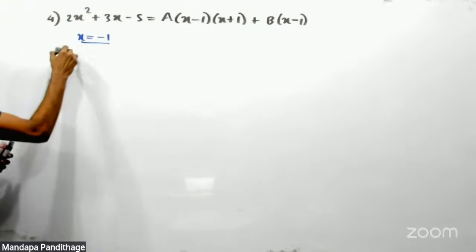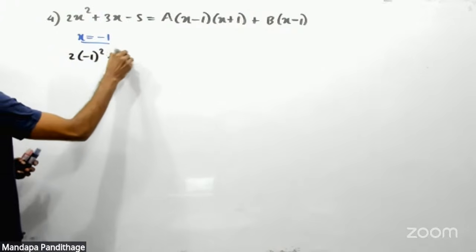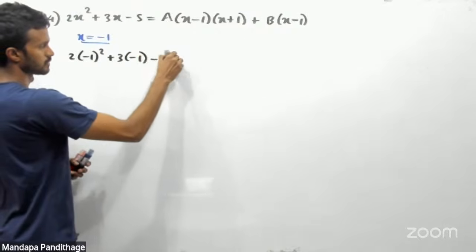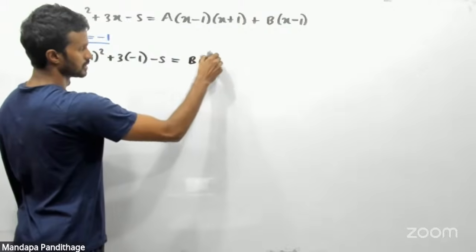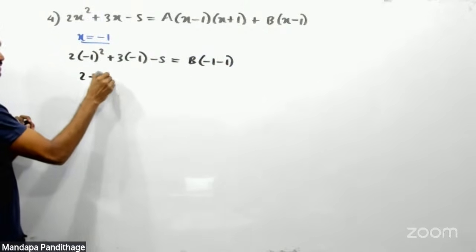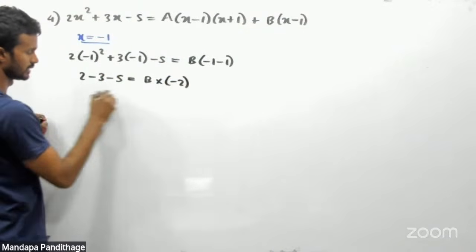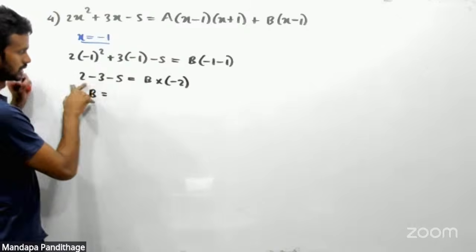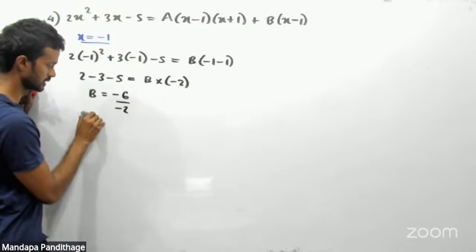You get 2 into (minus 1) squared plus 3 into minus 1, minus 5 is equal to, this becomes 0, only that is remaining, b times (minus 1 minus 1). So this is 2 minus 3 minus 5 is equal to b into minus 2. So you can divide and get the answer. b is equal to minus 6 over minus 2, which is 3.